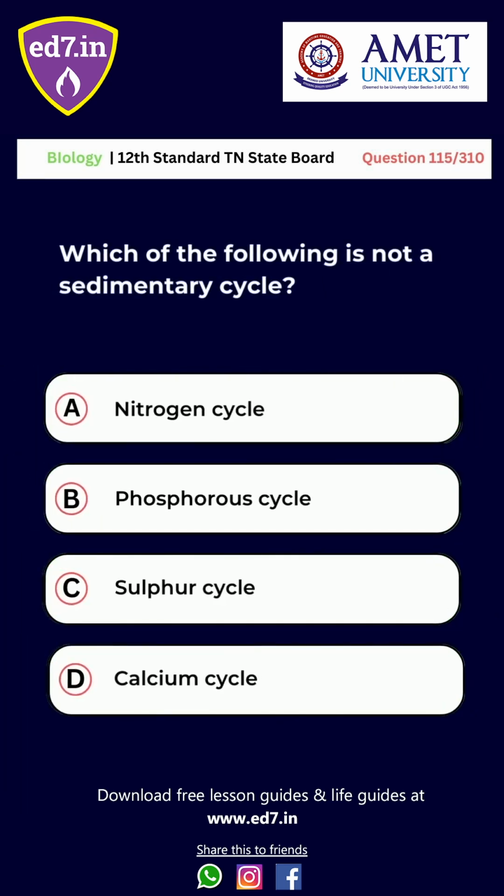Question number 115. Which of the following is not a sedimentary cycle? A, nitrogen cycle. B, phosphorus cycle. C, sulfur cycle. D, calcium cycle. And the right answer is option A, nitrogen cycle.